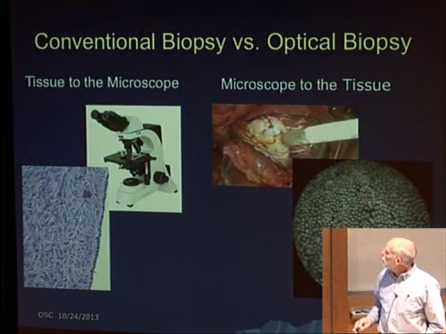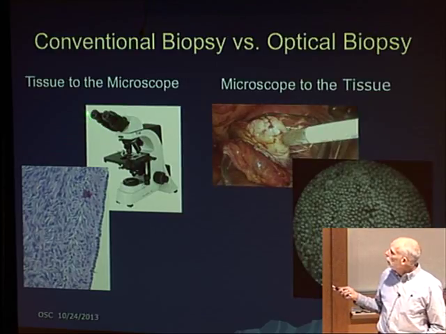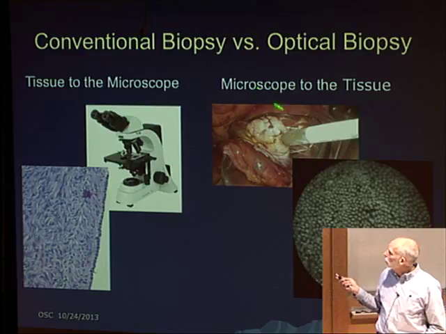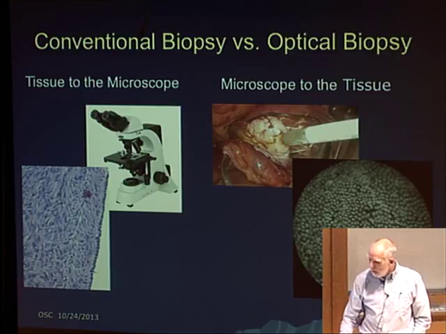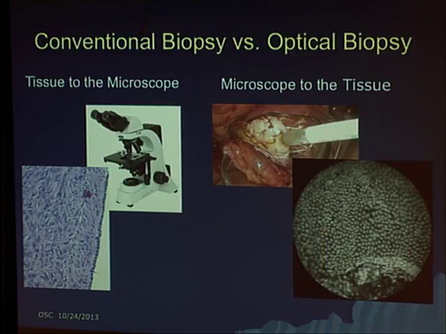What optical biopsy is trying to do is not bring the tissue to the microscope, but bring the microscope to the tissue. So here's an example of in vivo imaging where there's a big piece of tissue that you'd like to know whether it's diseased or not, and you can bring a specialized microscope into contact and get an image from which a diagnosis can be made.